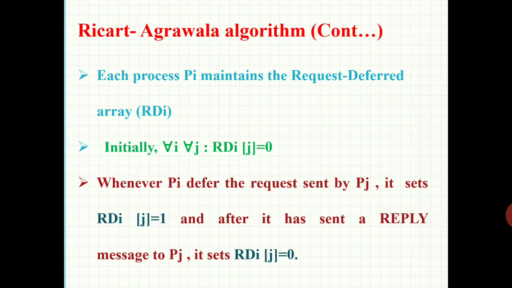Whenever Pi defers the request by Pj, it sets the corresponding position of the request deferred array to 1. That is, when a particular process Pi defers the request sent by Pj, that is, Pj wants to enter the critical section, so it will send the request to Pi. So Pi will defer the request, and it will set the corresponding entry in the request deferred array to 1.